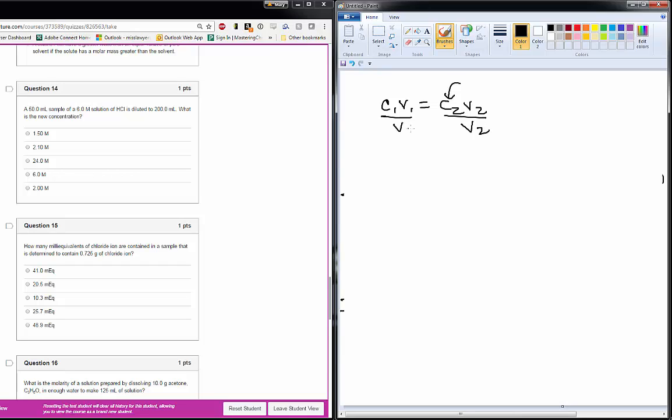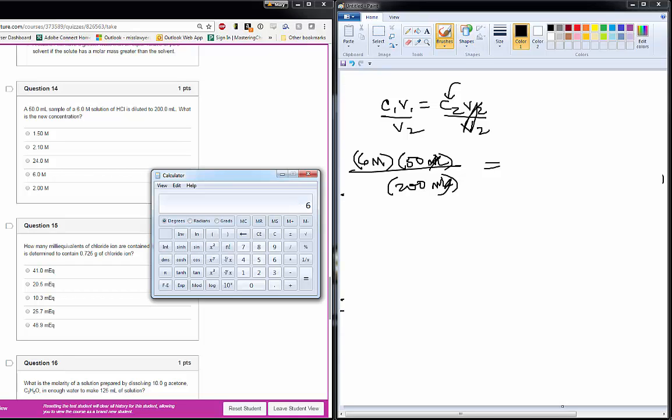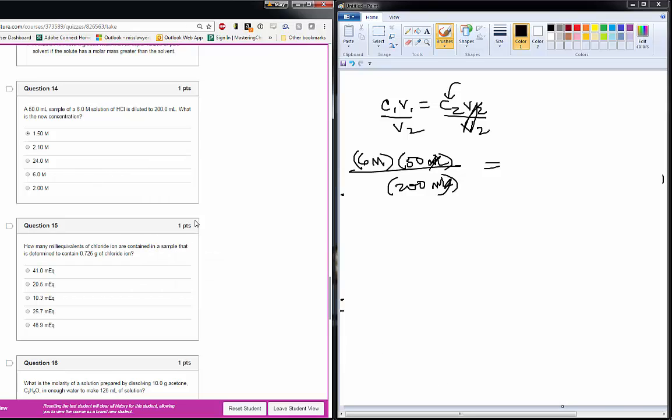So we divide both sides by V2, and C1, initial concentration, 6 molar. V1, initial volume, 50 milliliters. V2, final volume, 200 milliliters. Milliliters cancel, and we're left with concentration in units of molarity, 1.5 molar, right there.